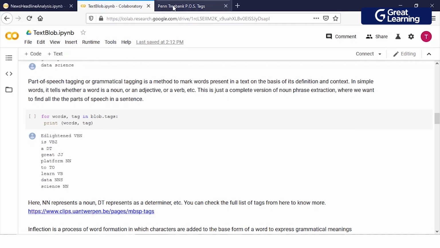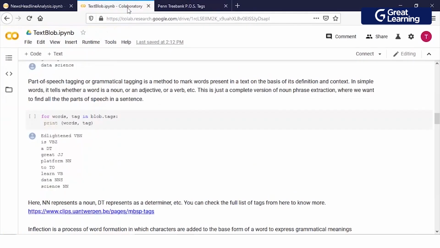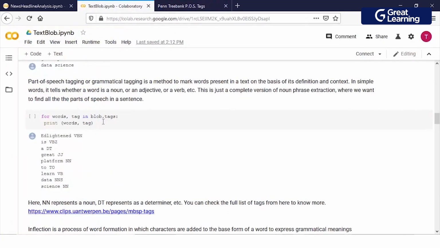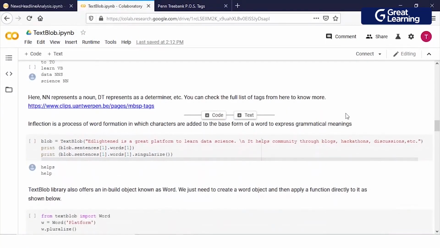What does VBZ mean? Let me see. VBZ is verb, third person singular. S means singular, P means plural, right? So you can see it is singular and plural. Platform is a noun. Learn is a verb again, I think it's a simple verb. VB, verb base form. Noun you can clearly see it. You can check the full list. I have left the full list here as well.